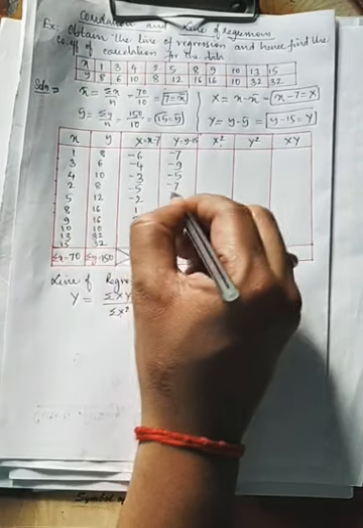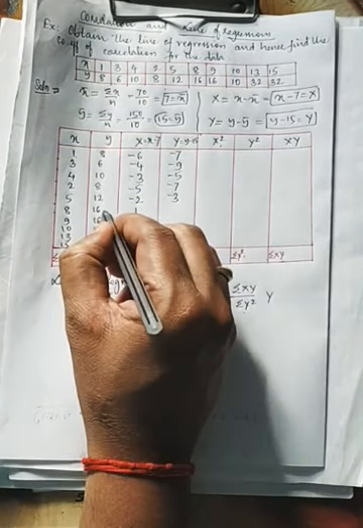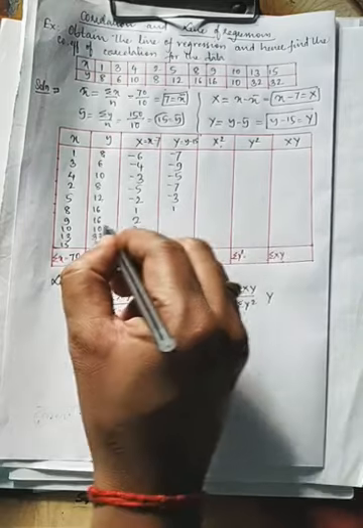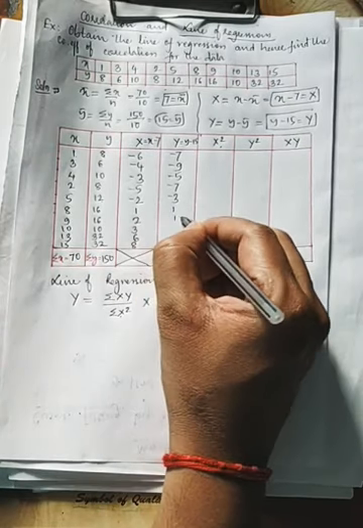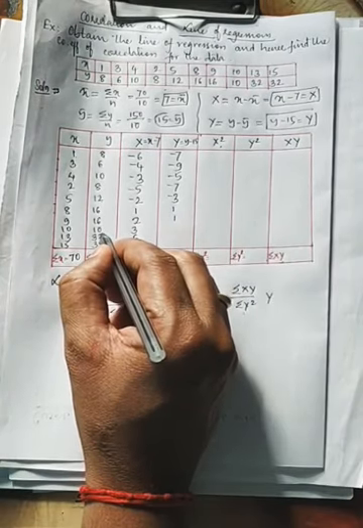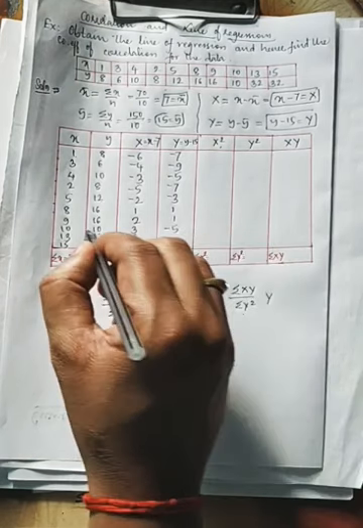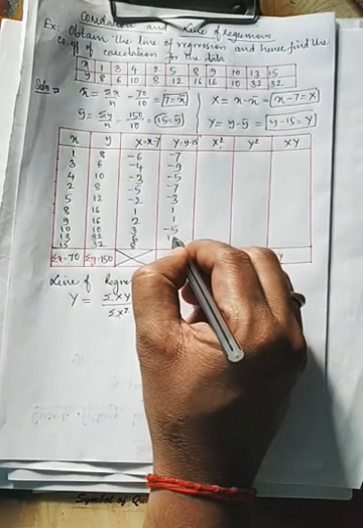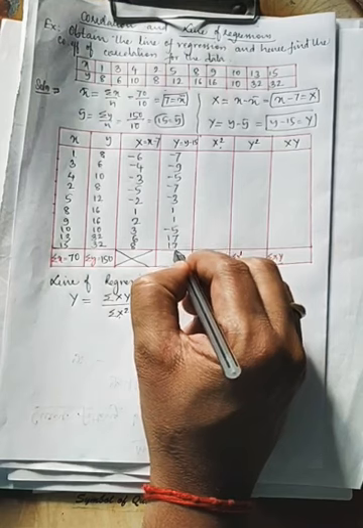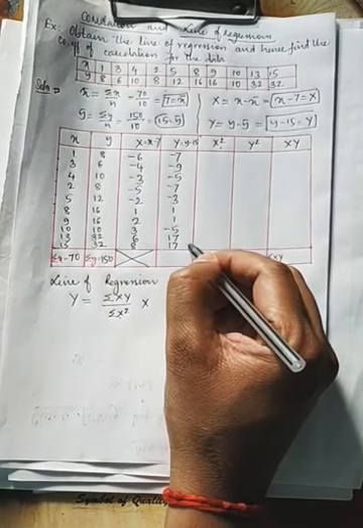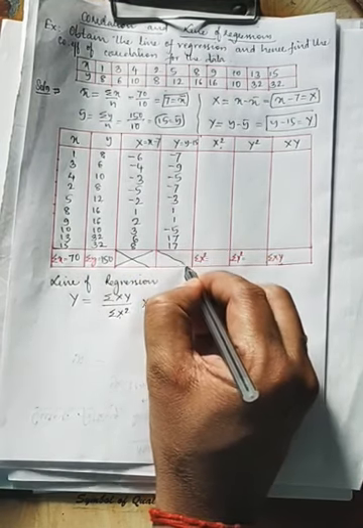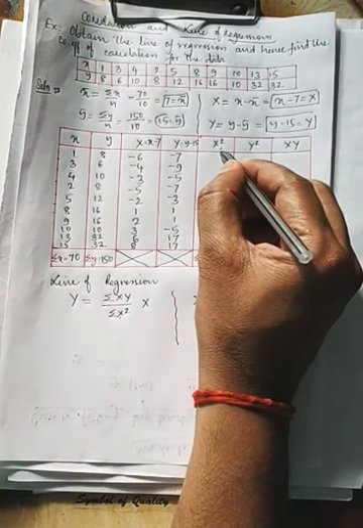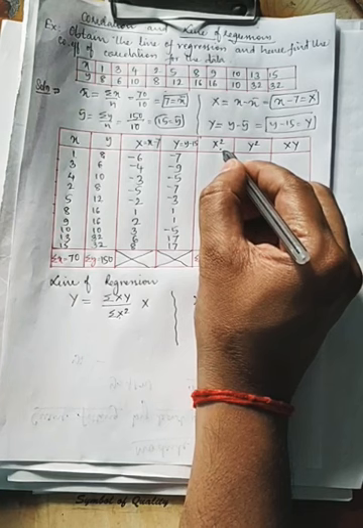Then 12 minus 15, that is minus 3. Then 16 minus 15 is 1. Then 16 minus 15 is again 1. Then 10 minus 15 is minus 5. 32 minus 15 is 17. Again 32 minus 15 is 17. Is summation of this required? No. Then we need summation, so we need capital X square.